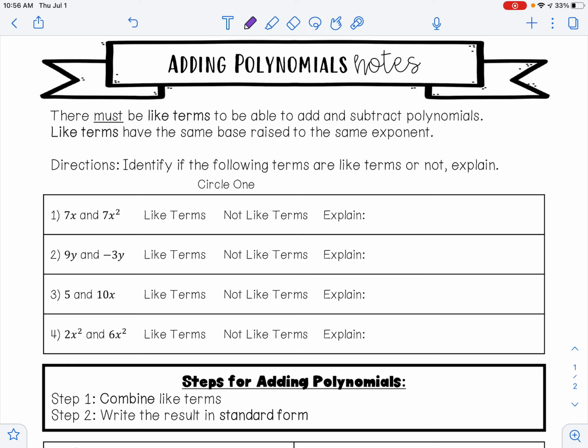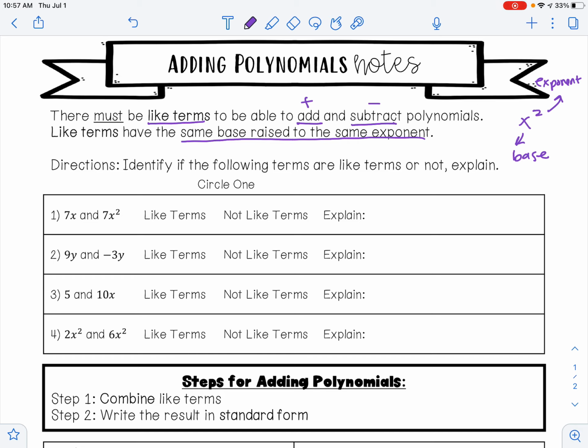There must be like terms to be able to add and subtract polynomials. Like terms have the same base raised to the same exponent. So if you have something like x squared, here x would be considered your base and 2 would be considered your exponent.